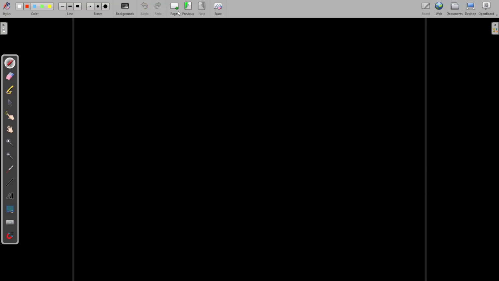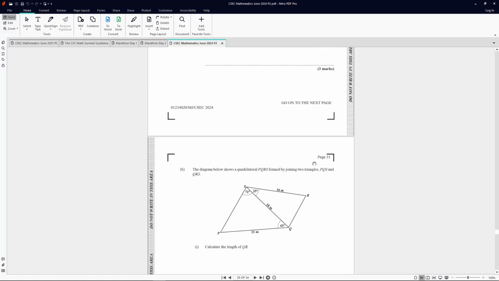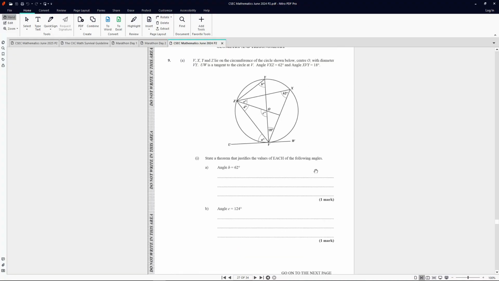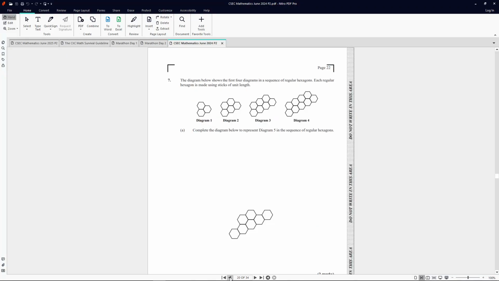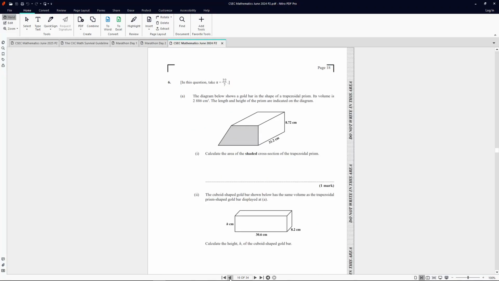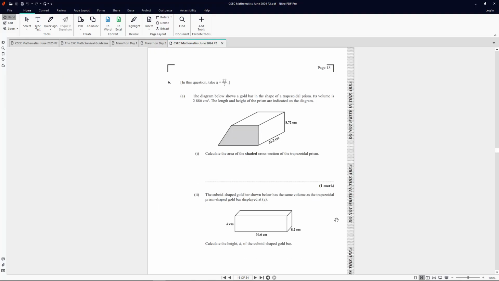Alright, so let's look at a few measurement questions. And how are we with the pattern questions? I gave you guys a formula, so you should be utilizing it when necessary.